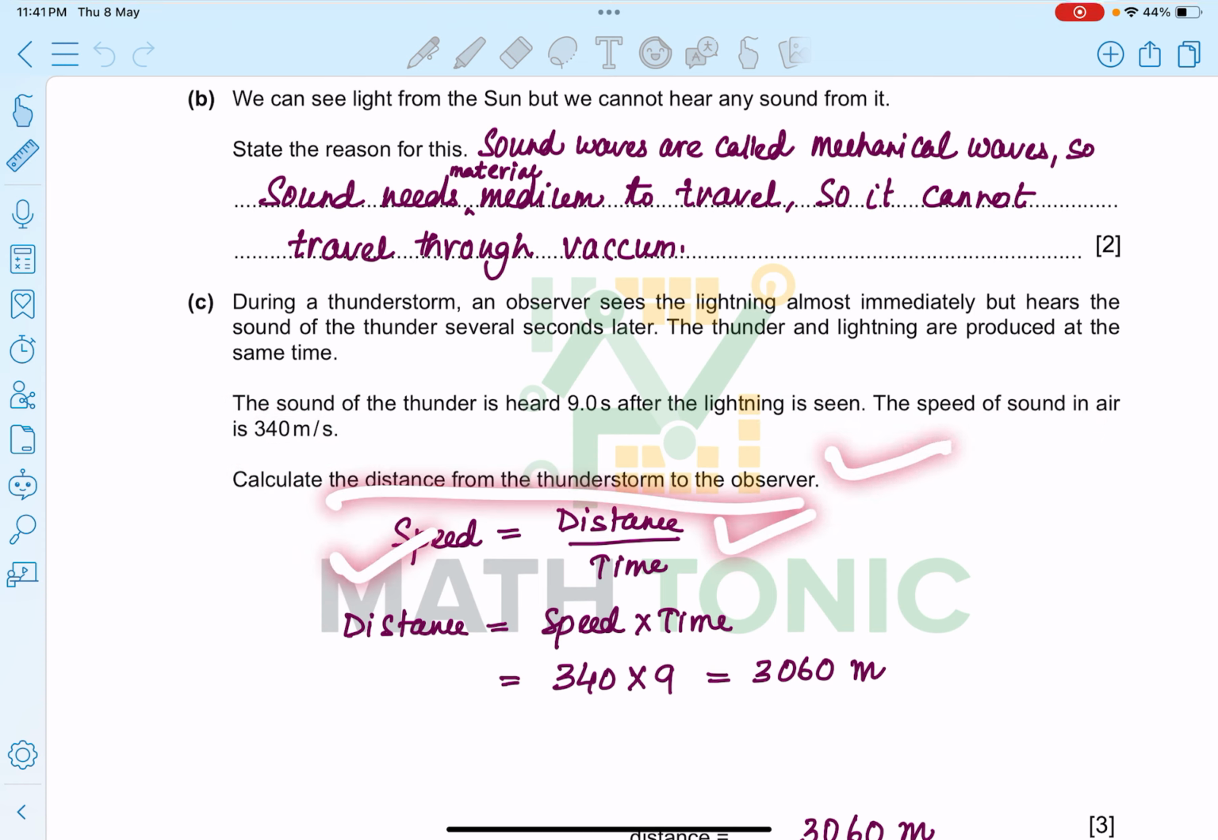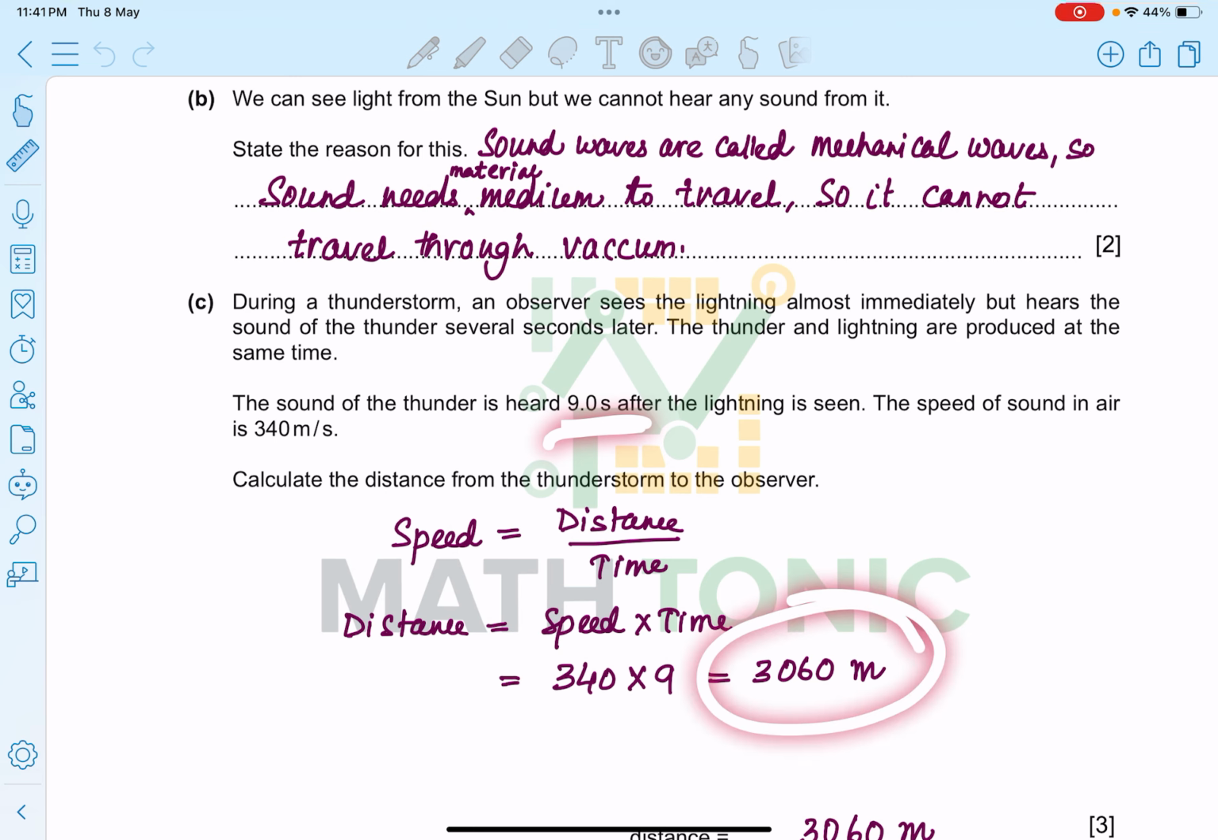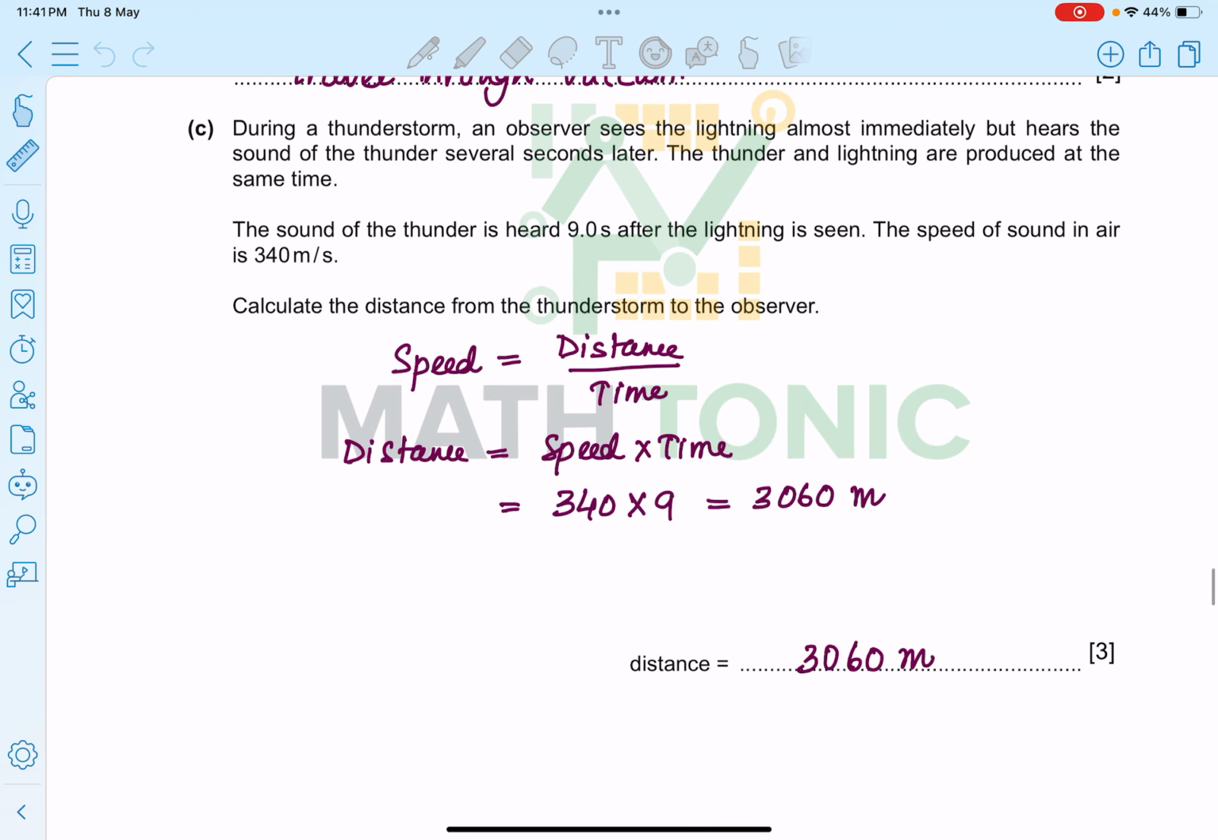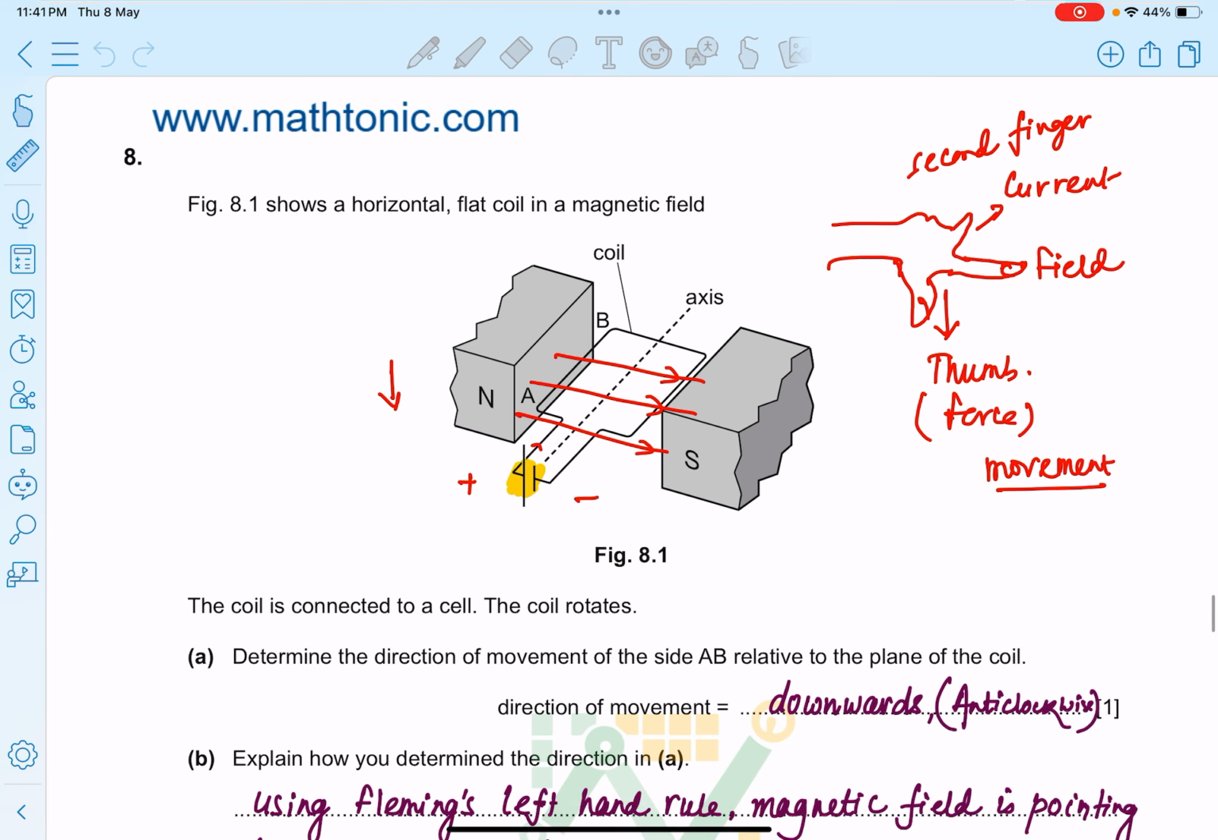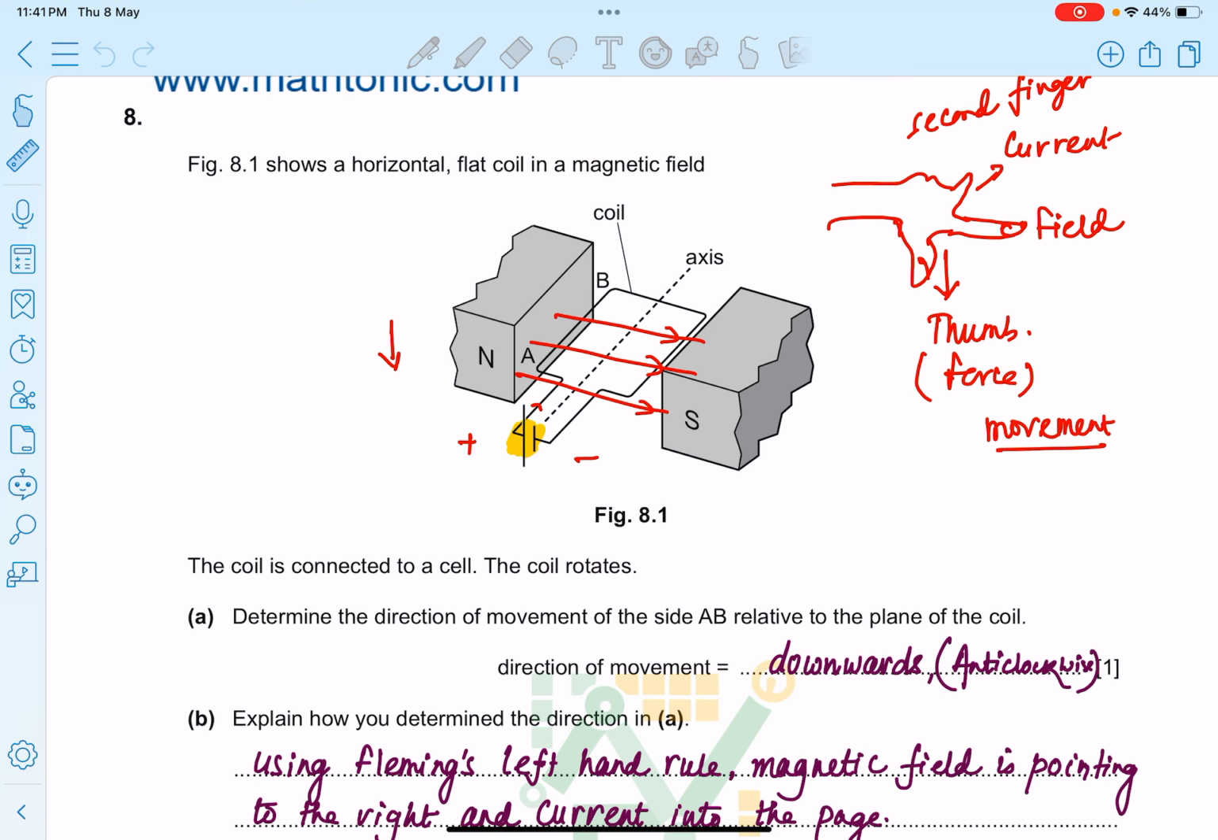We know speed equals distance over time. Distance we need to find out. The speed of sound is given, 340 meters per second, times 9 seconds. When you multiply it, I got 3060 meters. So the distance we got will be 3060 meters. Do you understand, everyone, clearly? Yes.